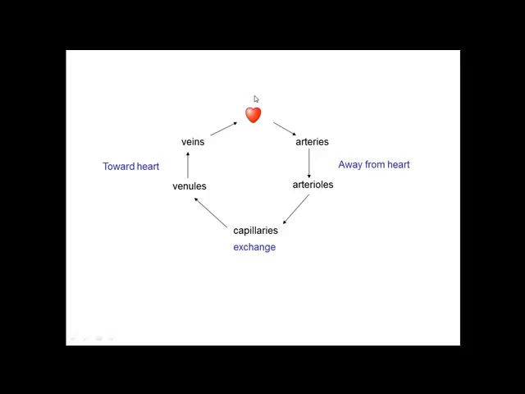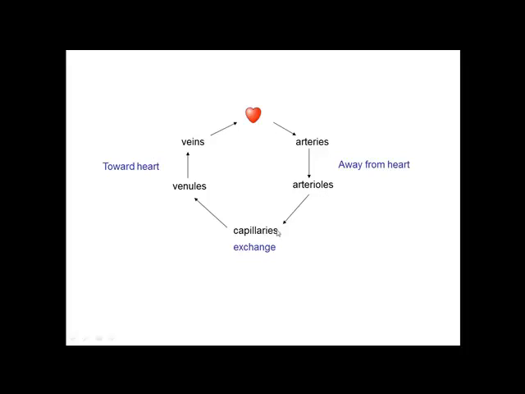Once again, the definition of an artery is a blood vessel that is carrying blood away from the heart. Arteries will be our larger blood vessels carrying blood away from the heart. Arterioles are going to be little arteries, hence ol. Ol means little. So we'll have little arteries that will be branching off from larger arteries.